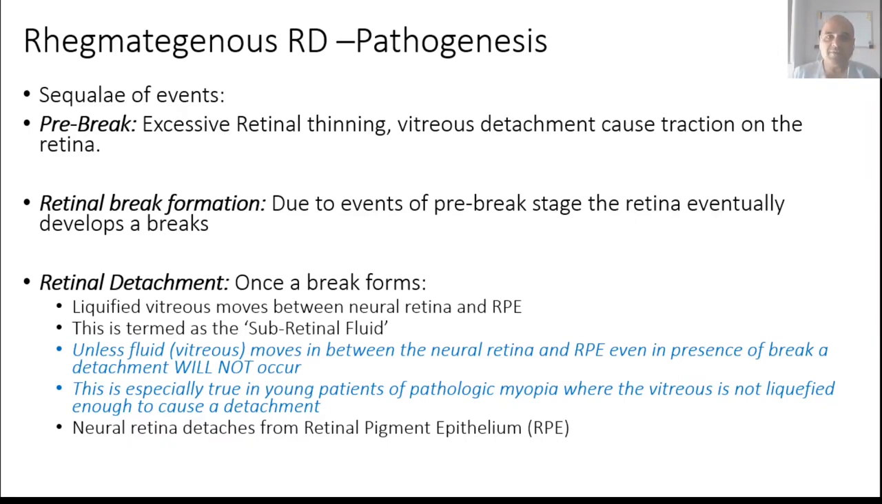And even if you have a break without liquefied vitreous or fluid moving in through that break, you won't get a detachment. And that fluid that moves in between the neural retina and the RPE is called subretinal fluid. And that is the fluid that detaches the neural retina from the RPE. Now, this is important because there are many young myopes who have degenerative myopia in which you have a break formation, but the vitreous is still of a gel-like consistency and wouldn't move through the break. So you would get a break, but no detachment. And the detachment only occurs once you have the fluid moving in through the break, causing a separation of the neural retina from the underlying RPE.